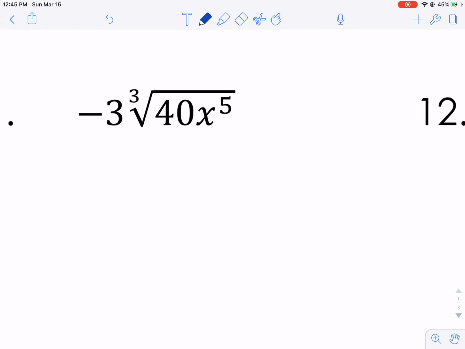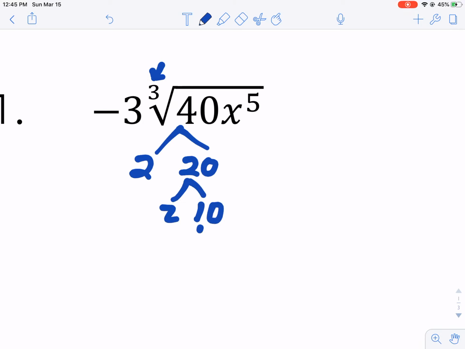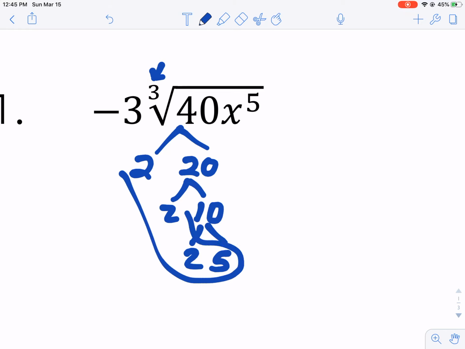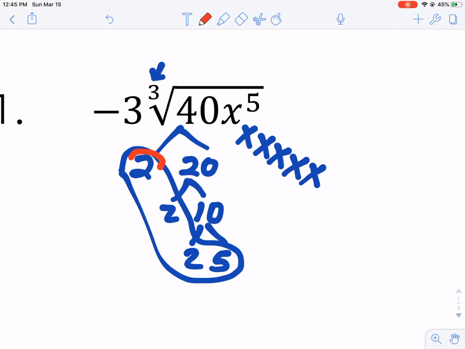Number 11. Again, dealing with a cube root, but we still have to do the prime factorization. So 40 is even. 2 times 20. 2 times 10. 2 times 5. Make your hockey stick. And then I've got 5 x's being multiplied together over here. All right, we want groups of 3. So I'm going to circle the 3 2's, and I'm going to circle 3 x's.